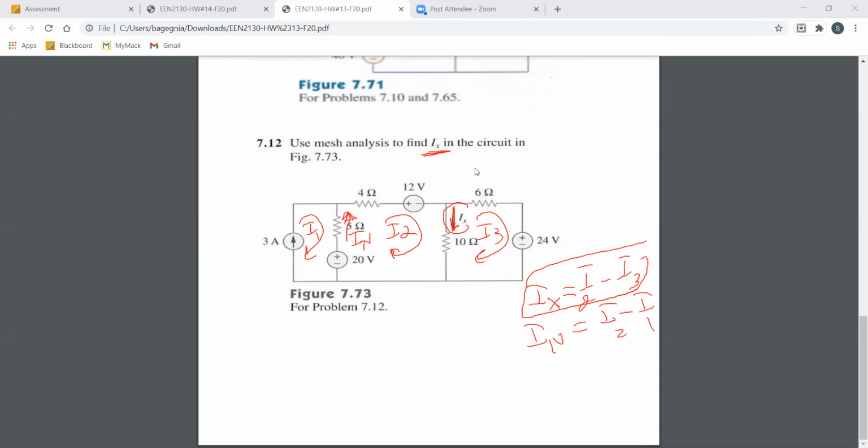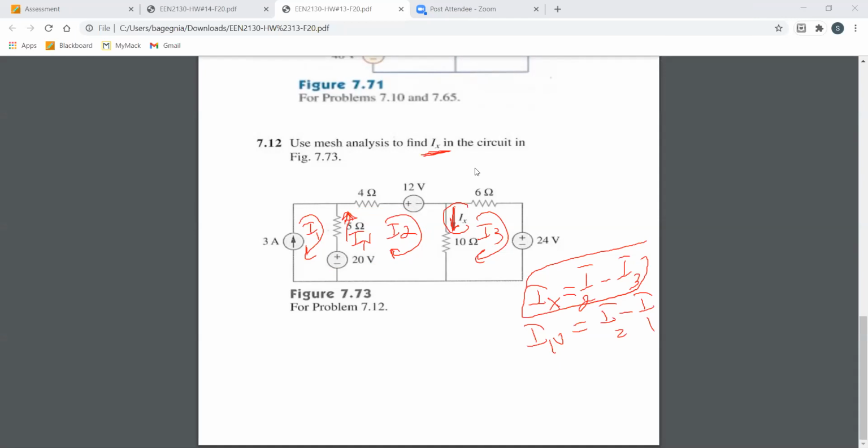Now, to do that, I need to use the mesh analysis. To do the mesh analysis, I need to assume the meshes. Those are the three meshes. A mesh is a complete path that doesn't intersect with any other mesh or loop. So this is a loop here, and again, we don't need that. We only label the meshes.